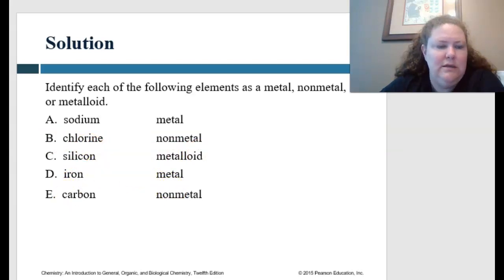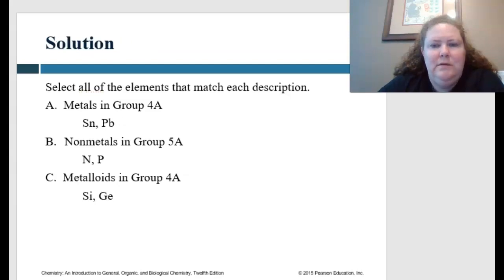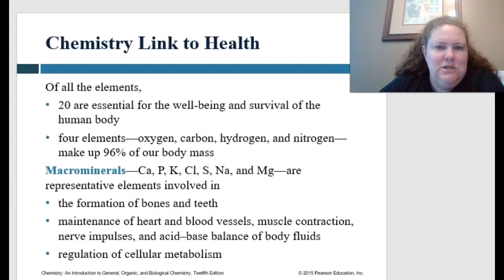All right, here's another one. Select all of the elements that match the description. Pause me, and then come back. And what did we get? Okay, metals in group 4A would be Sn and Pb. Nonmetals in group 5A, N and P. Metalloids, Si and Ge.